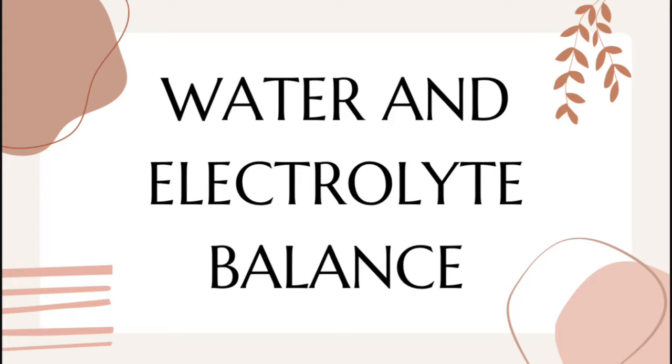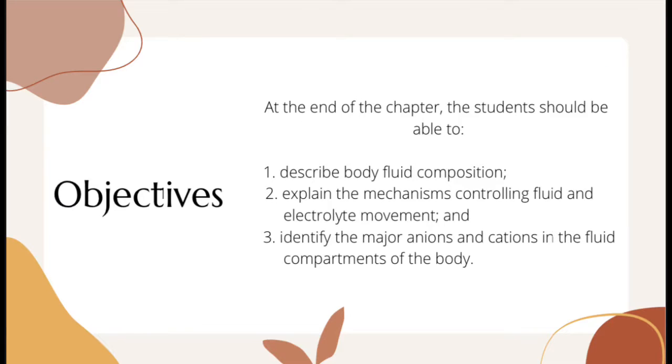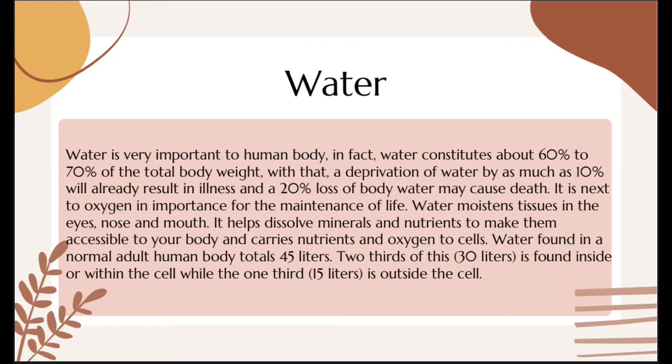Water and electrolyte balance. At the end of the chapter, the students should be able to describe body fluid composition, explain the mechanisms controlling fluid and electrolyte movement, and identify the major anions and cations in the fluid compartments of the body.